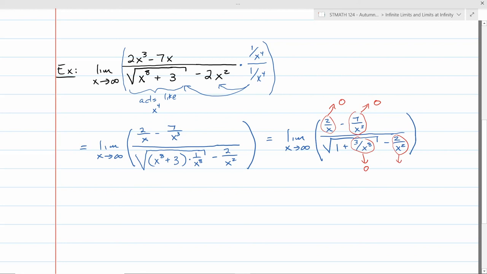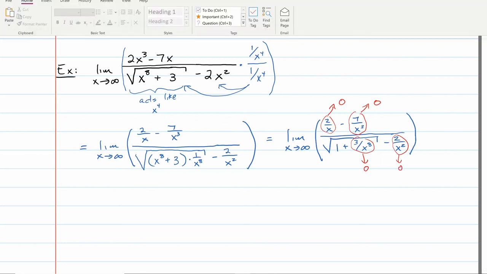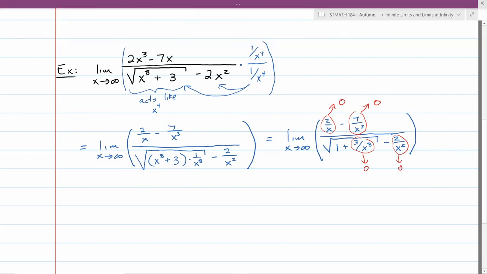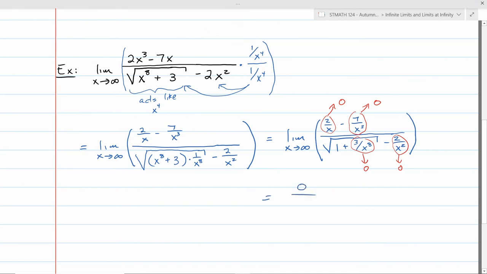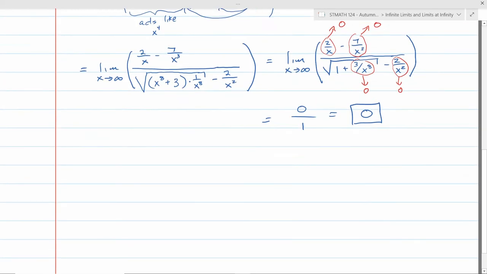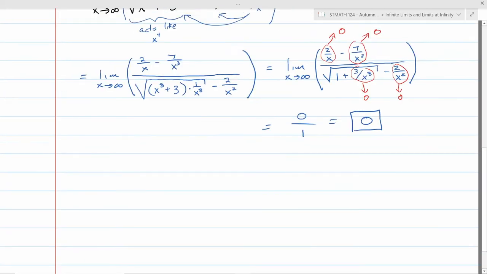So after you replace all those terms that are going to 0 by 0, what are you left with? Well, you've got 0 in the top, and you've got square root of 1 in the bottom, which is just 1. So it just comes out to 0. So the ones with the radicals aren't that much more difficult to do than the rational functions. So hopefully those aren't too scary now that you've seen the trick a couple of times.